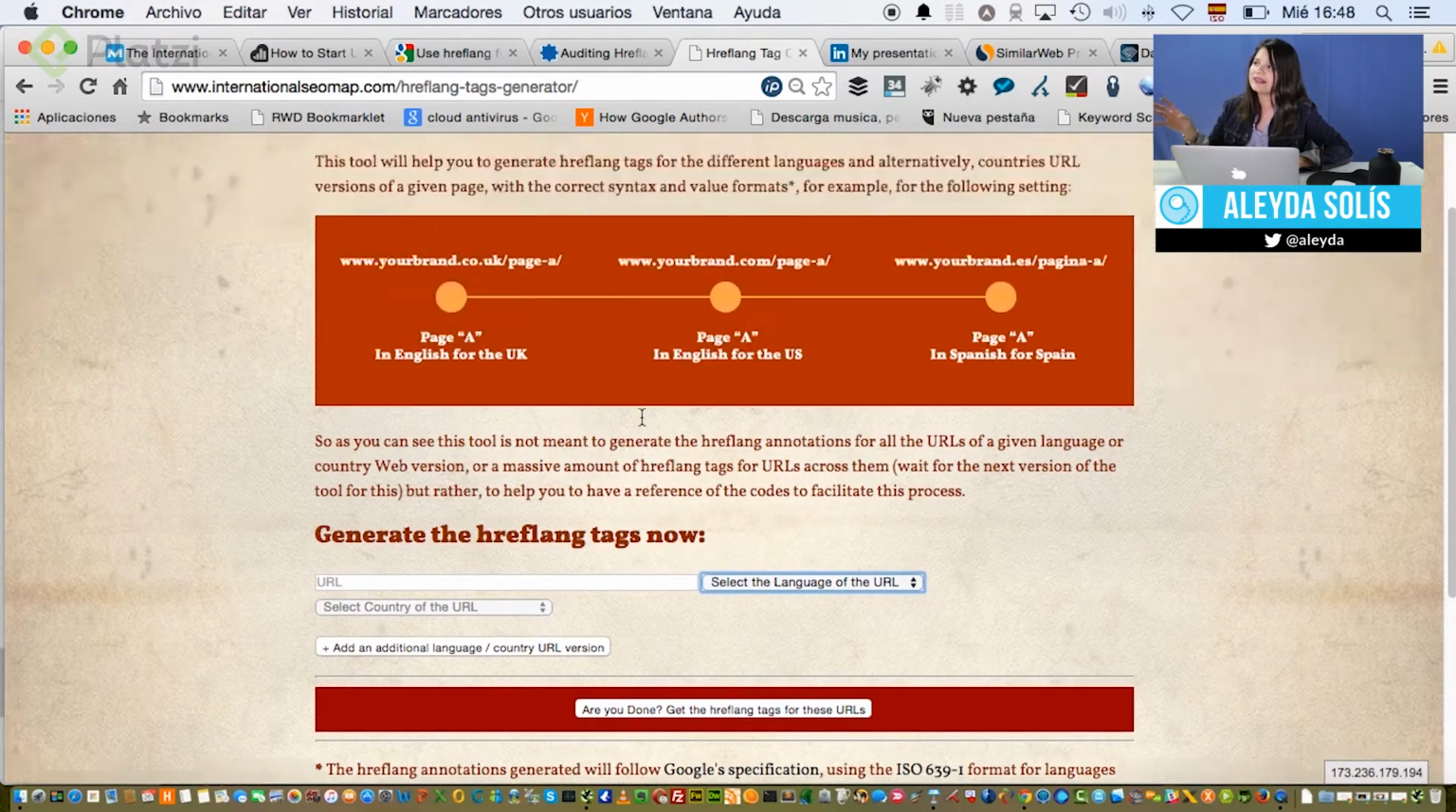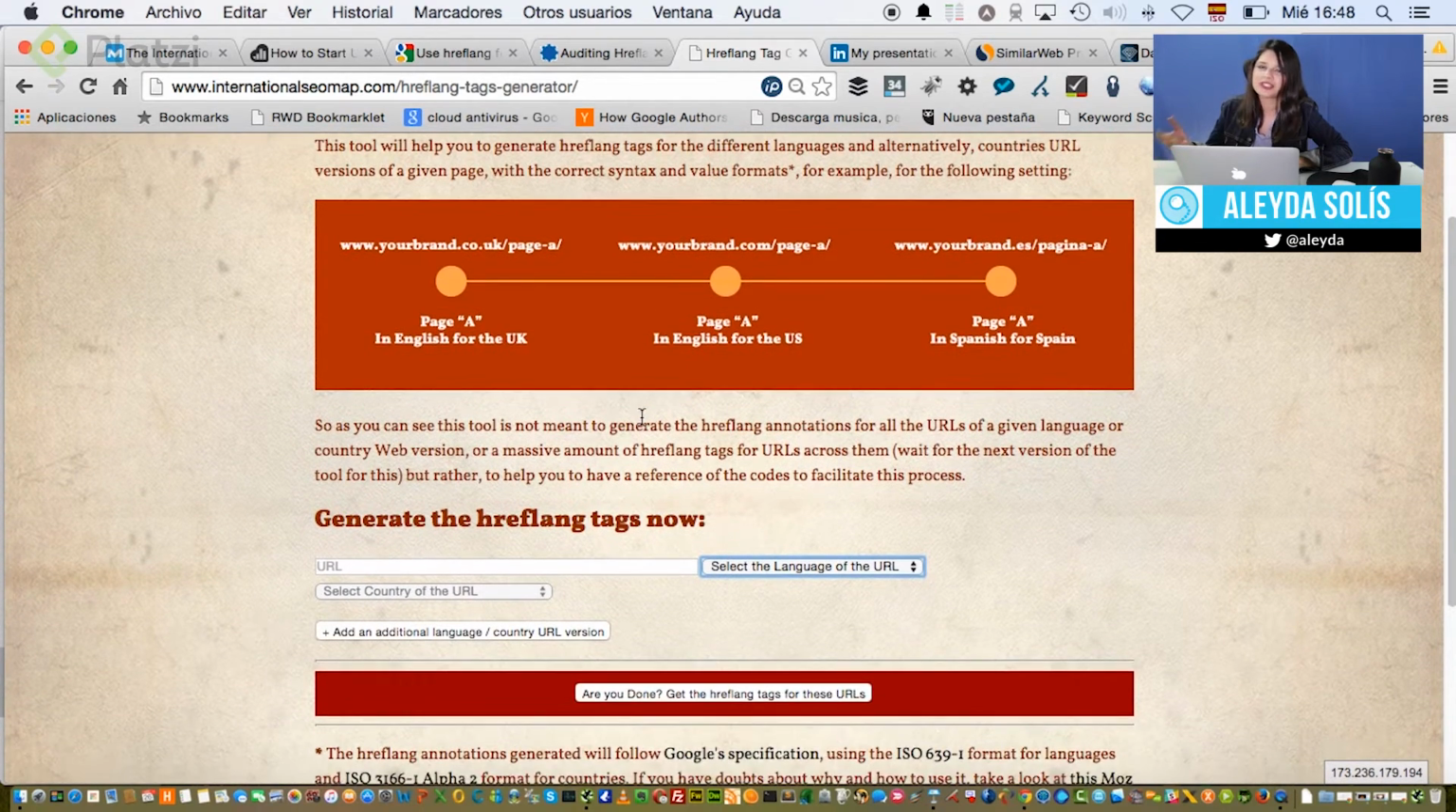So I have created this little tool to generate the tags for your websites that you can change afterwards. The URLs, of course, are the value that is changing all the time for each one of your pages. But you can use it as a reference and to make it far easier for you to understand how the standard works between your pages.